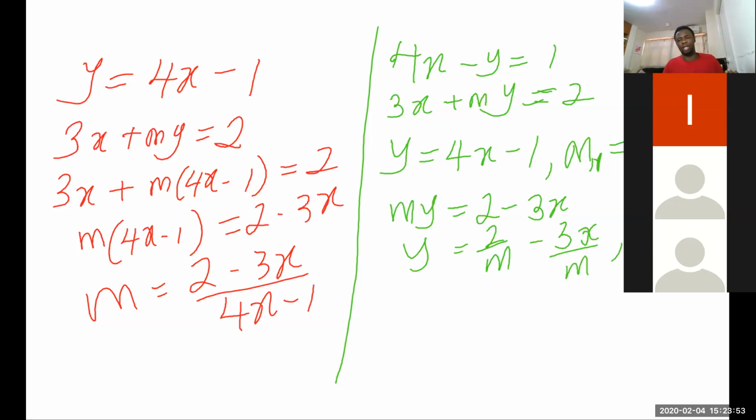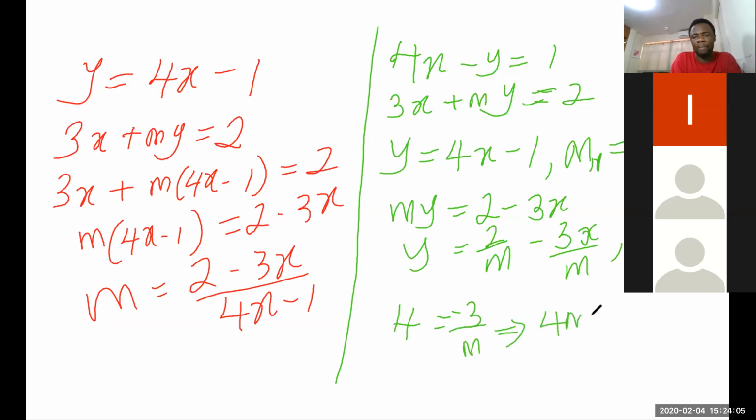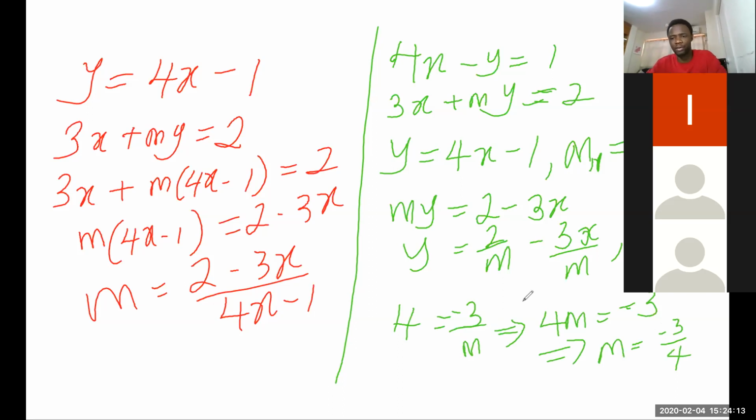So if they are parallel, that's what Lillian is talking about, that their gradient must be equal, which means 4 must be equal to negative 3 over m. And this implies that 4m is equal to negative 3. And this implies that m is negative 3 over 4. Luckily, that is the answer Karen got. Karen, is this your method?